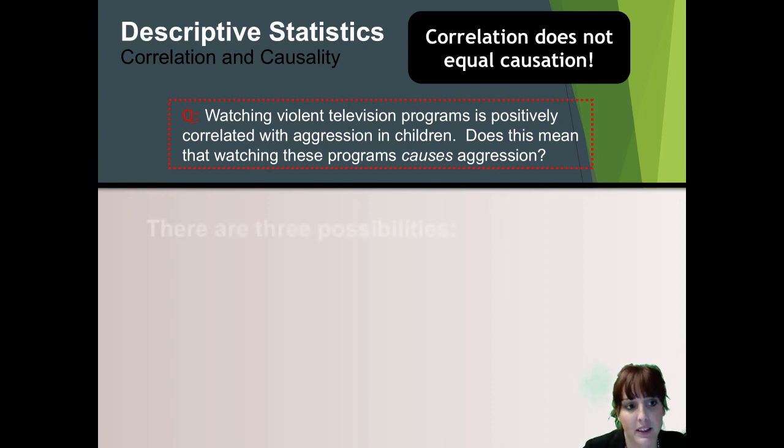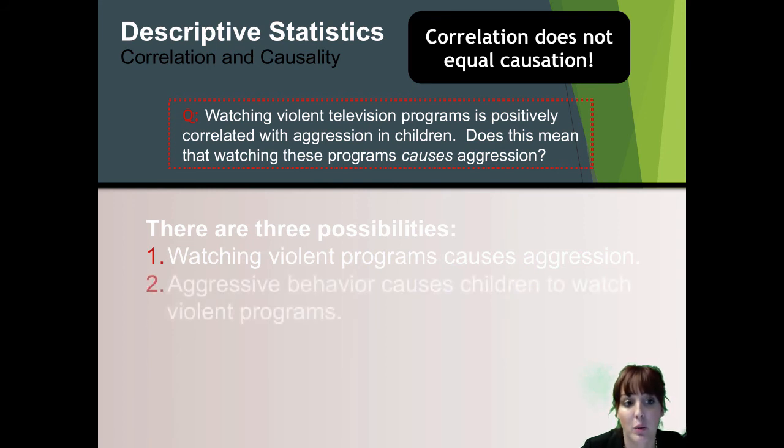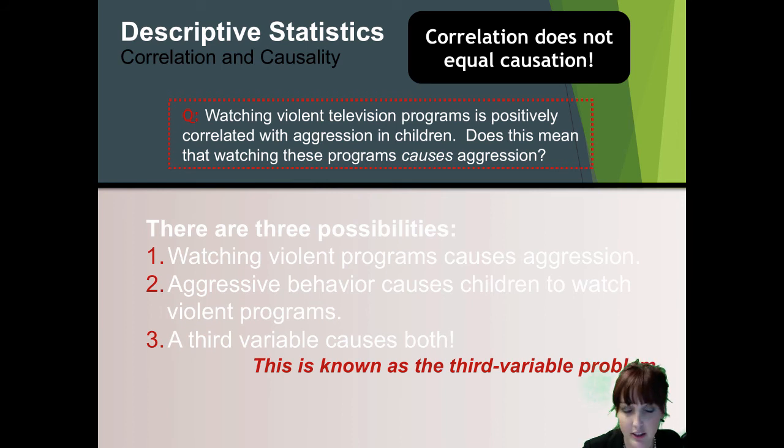Let's give an example. In this case, watching violent television programs is positively correlated with aggression in children. Does this mean that the television programs are actually causing this aggression? Well, as you can see, there are 3 possibilities. 1, that is the case: watching violent programs causes aggression. 2, aggressive behavior causes children to watch violent programs. That could be it too. Or there could be a third variable that's causing both. Take a second to think, what could that possibly be?